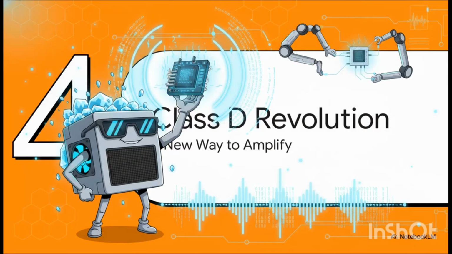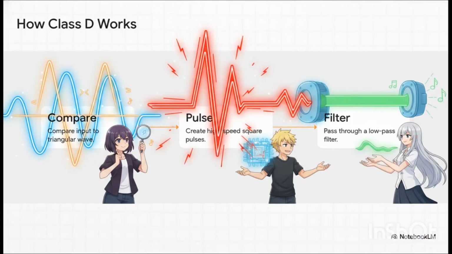So that leads us perfectly into part 4. Class D, the cool revolution. A whole new way to amplify. Those limitations of Class AB bring us to the real climax of our story. We needed things smaller and more efficient, which sparked a totally different approach. Class D isn't just an upgrade to AB, it's a completely different beast entirely.